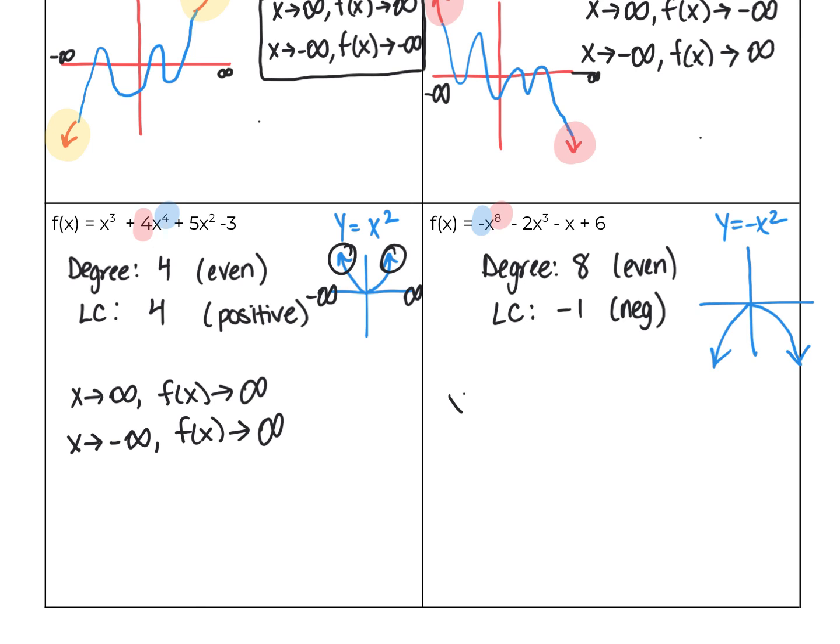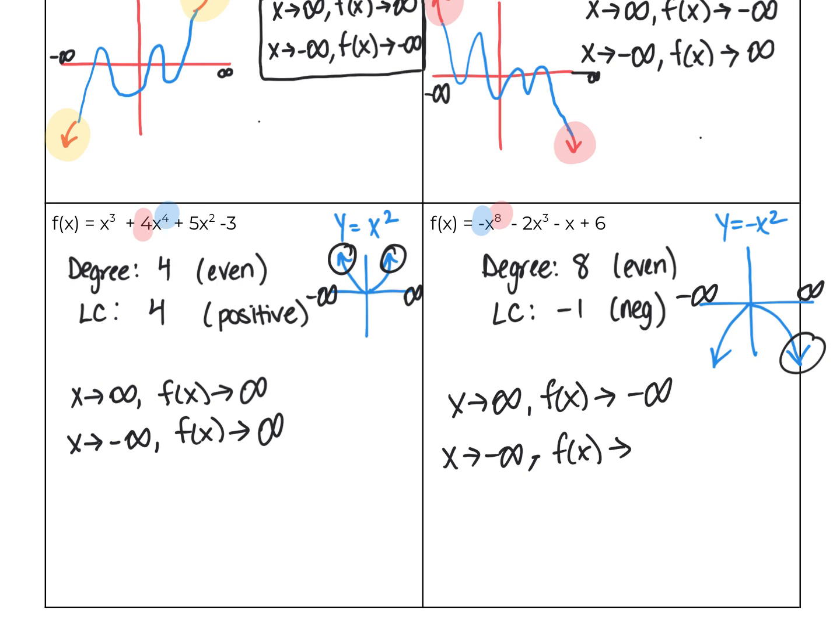Same thing over here. As x approaches infinity, we want to know where f of x is going. And as x approaches negative infinity, we want to see where f of x is going. So as x goes to positive infinity, the graph goes down to negative infinity. As the graph goes to the left, or negative infinity, the graph also goes down to negative infinity. So that's an example of one of each.